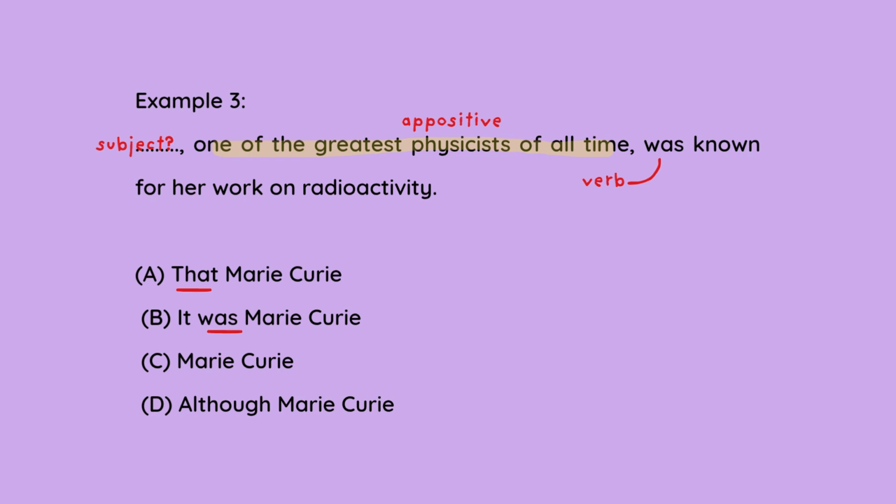Option D is incorrect because although is a subordinating conjunction. If you start with although Marie Curie, you must follow with another clause, which will create an independent clause. But this sentence already has a complete independent clause. Option C is the correct answer. This is a clean structure. Marie Curie is a singular noun and it agrees with the singular verb was.